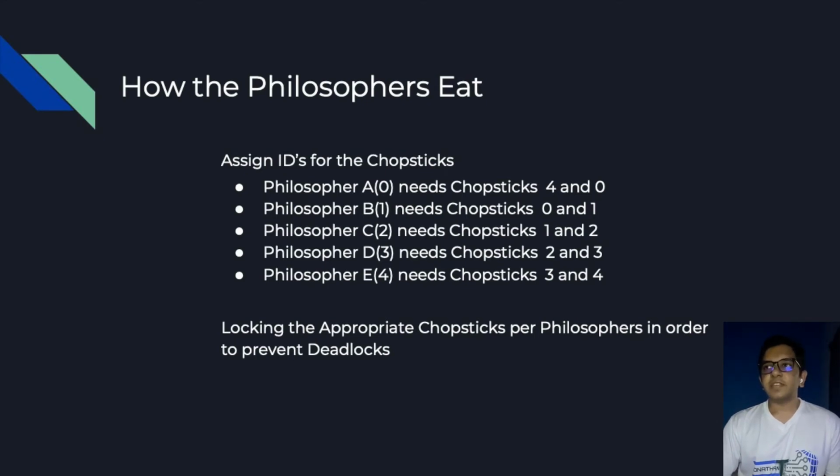So the first philosopher is A. For the first philosopher to eat, we will be assigning 2 chopsticks, which are 4 and 0. The second philosopher is B. He will be accessing 1 and 0. Likewise, we will proceed with a pattern of assigning chopstick IDs to the philosopher's ID. So lock in the appropriate chopsticks for philosophers in order to prevent deadlocks. That's how you overcome the situation.